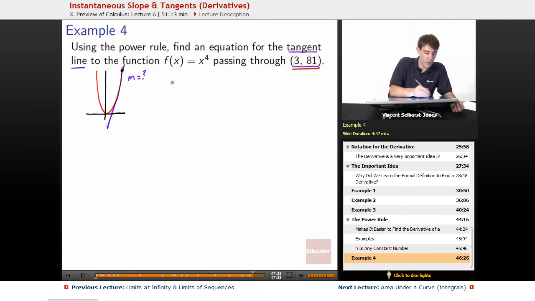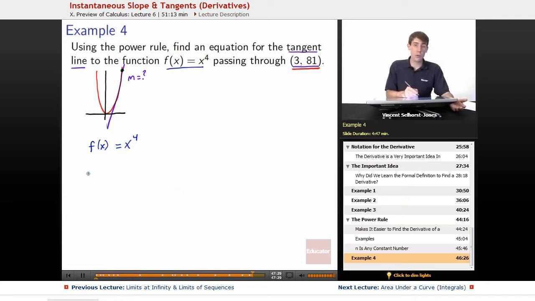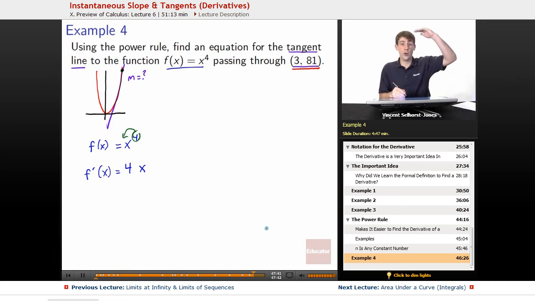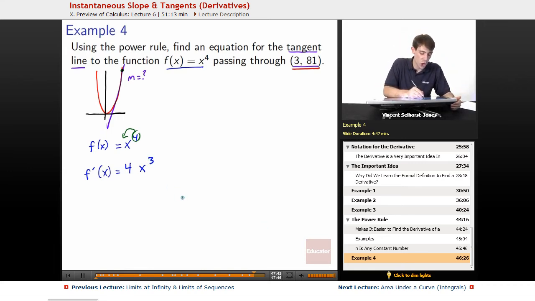So how can we take the derivative if we've got f of x equals x to the fourth? The power rule says that we can get the derivative, f prime of x, by taking the exponent and bringing it down in the front. So we've got 4 times x, and the exponent gets subtracted by 1. So 4 minus 1 becomes 3: 4 times x cubed.